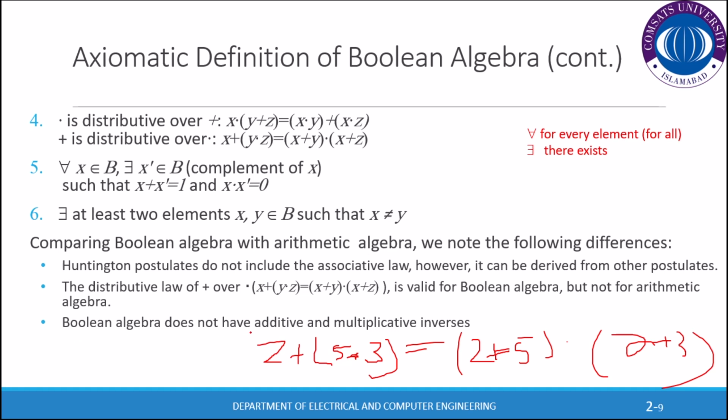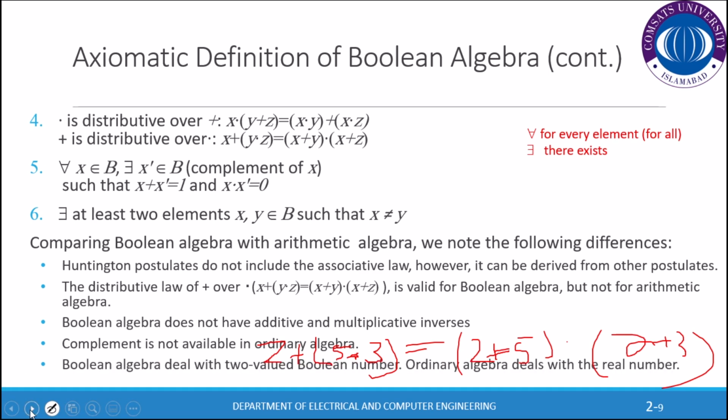Boolean algebra does not have additive and multiplicative inverses. Complement is not available in ordinary algebra. Boolean algebra deals with two-valued Boolean numbers, that is 0 or 1, whereas ordinary algebra deals with real numbers.